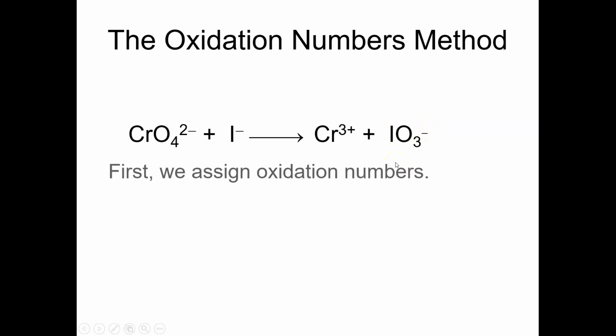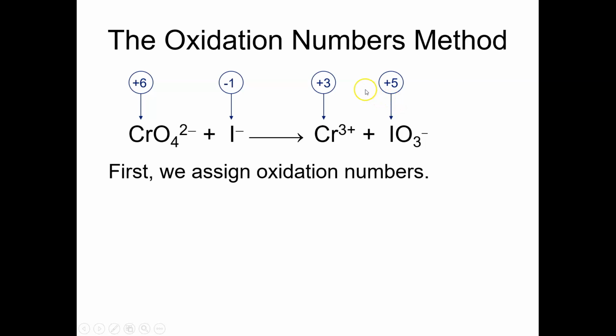And so the first thing you have to do here actually is assign oxidation numbers. You don't need to worry about assigning oxidation numbers to oxygen because oxygen in compounds is -2. It's the chromium and the iodine that we're concerned with here. And so when we assign oxidation numbers, and I'm not going to go through in detail how I did this, you can pause the video and work these out yourself. But on this side, chromium is +6 and iodine is -1. On this side, chromium is +3 and iodine is +5.